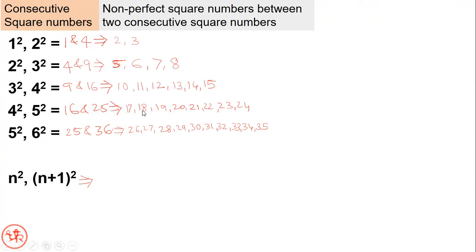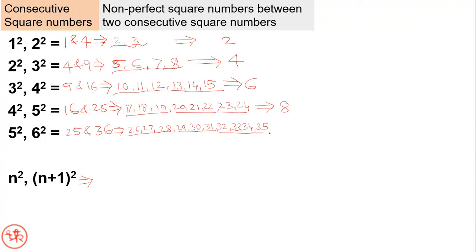Now, count these numbers. Ab ye number count karte hain apan. So, look here. Yahan pe kitne numbers hai? Between 1 and 4: 2 and 3, so this implies 2. Yahan pe kitne numbers hai? 5, 6, 7, 8. This implies 4. Yahan pe kitne hai? 10, 11, 12, 13, 14, 15. These are 6. Barabar, yahan kitne hai? These are 8. Yahan kitne hai? This is 10.